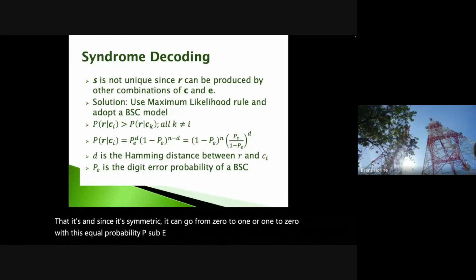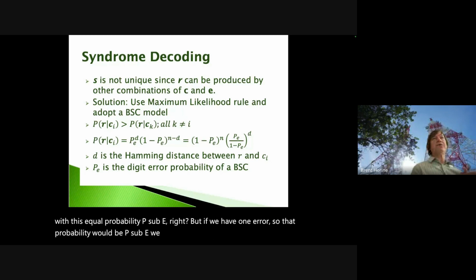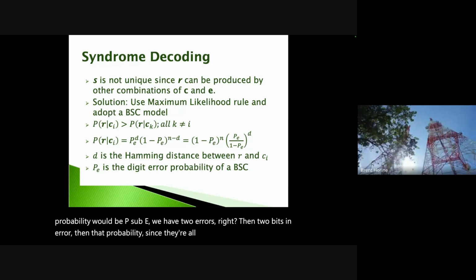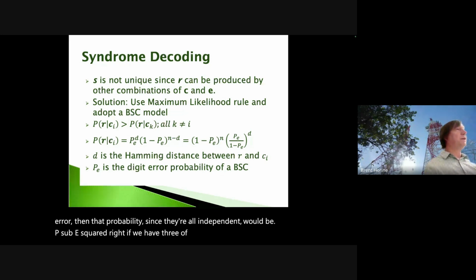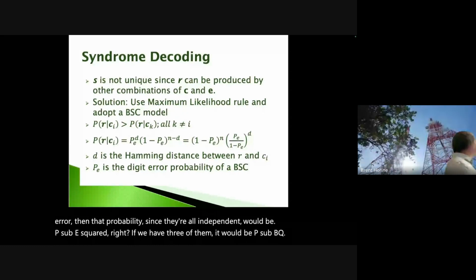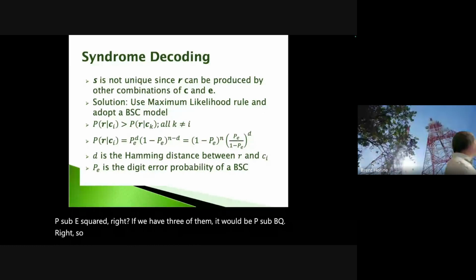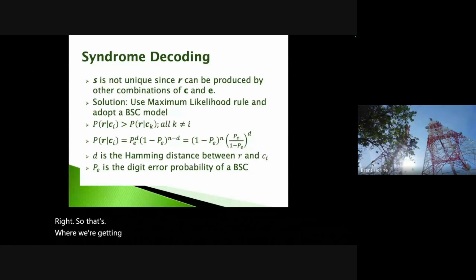But if we have one error, that probability would be P sub b. If we have 2 errors, 2 bits in error, then since they're all independent, that probability would be P sub b squared, right? If we have 3 of them, it would be P sub b cubed. So that's where we're getting this type of relationship here.